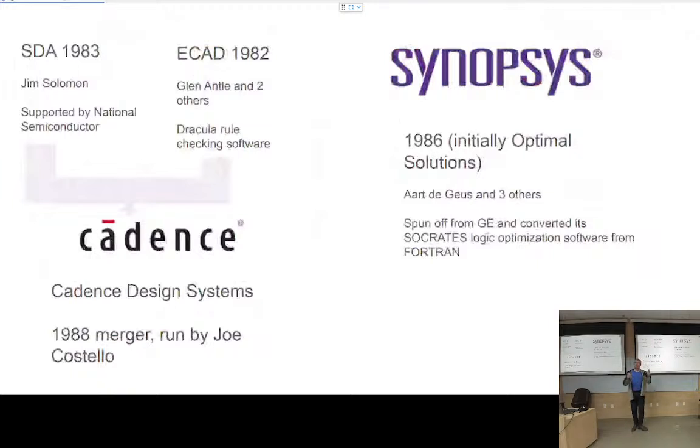Synopsys optimized on transforming circuits from one form to another, more optimized. Eventually they became the key purveyors of synthesis software that we'll see a little bit later.